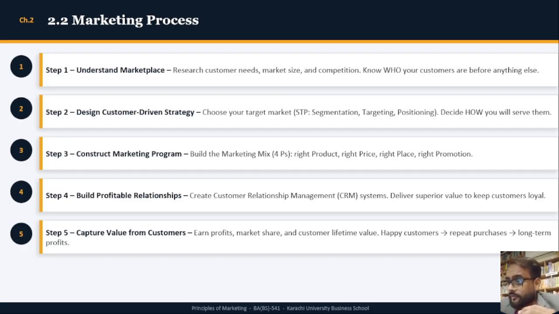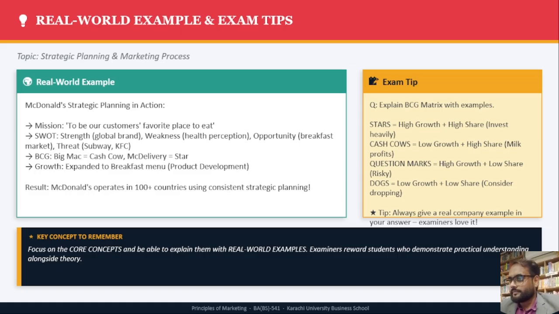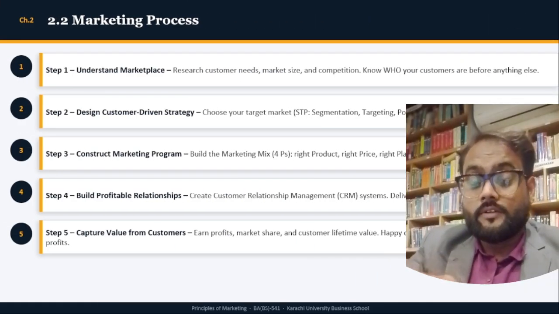The fourth step is to build a relationship with the customer. Meaning, create customer relationship management: deliver superior value to keep customers loyal. If your customer becomes loyal, then that customer is going to give value on every product. The last step is to capture value from customers. Now you start earning profit from your customer. So these are the five marketing process steps you have to learn in this chapter.